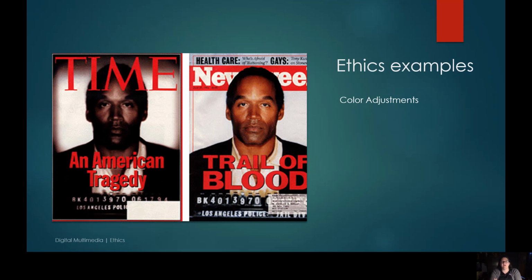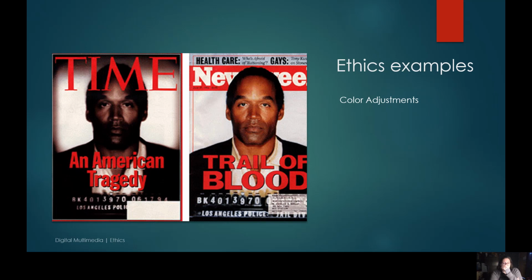The next example of ethics with color adjustments are these two images that came out of O.J. Simpson. When O.J. Simpson was tried for murder, there were countless numbers of covers and of stories being put out there by him. And a lot of the images used his mugshot, which is the image that's being used in these covers.